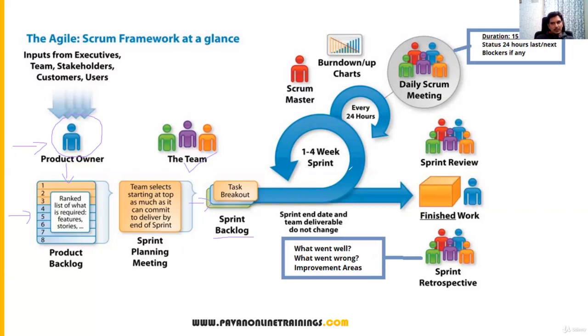Every 24 hours, that means every one day, we will conduct that meeting. The scrum master will conduct it, and the rest of the team will participate and give updates: what they did yesterday, what is the plan today, what they are going to do tomorrow, and what blockers or issues they have faced while developing and testing. These things will be discussed during this scrum meeting, every day, 15 minutes.